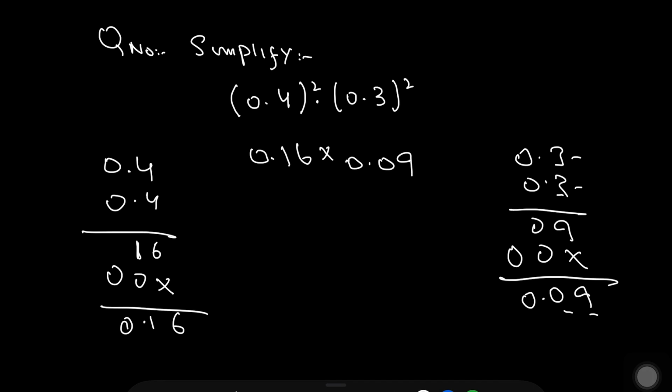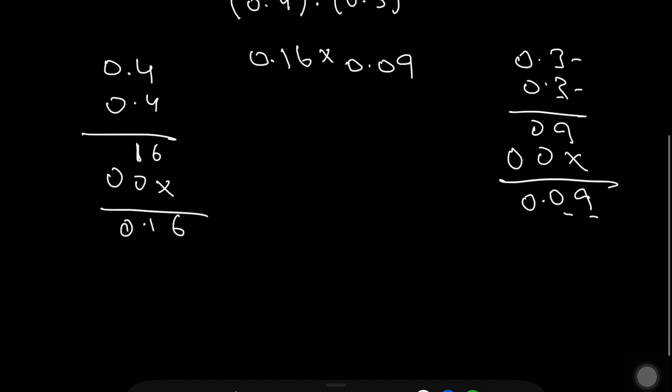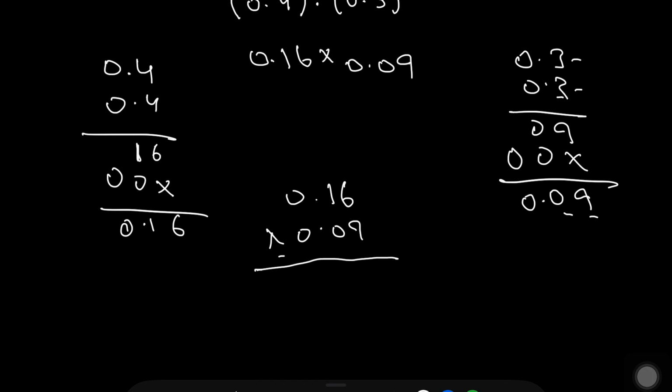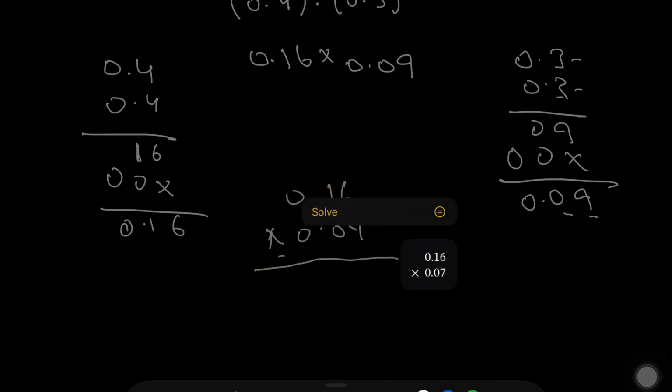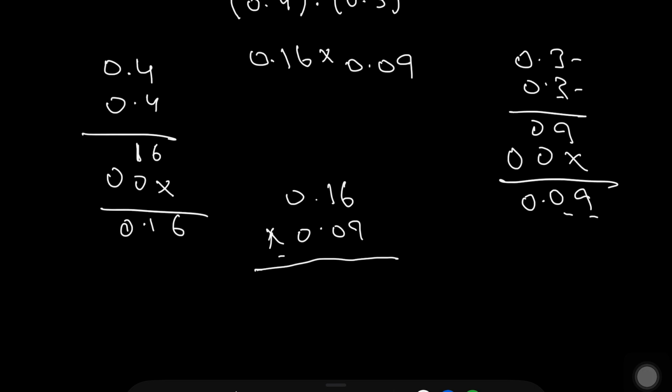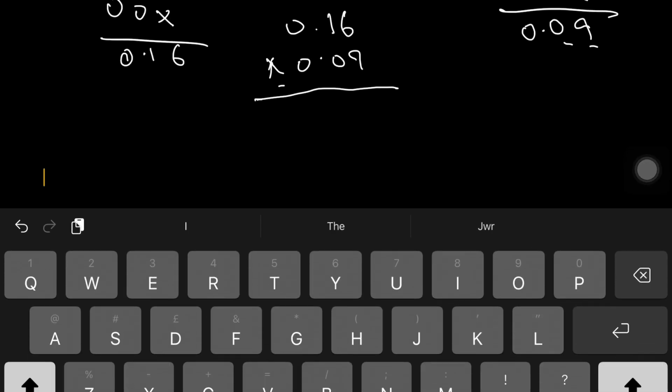So at the last, we multiply 0.16 multiply 0.09. So here we write 0.16 multiply 0.09. So how to multiply? We solve the multiplication of these numbers: 0.16 multiply 0.09. 9 times 6 is 54.